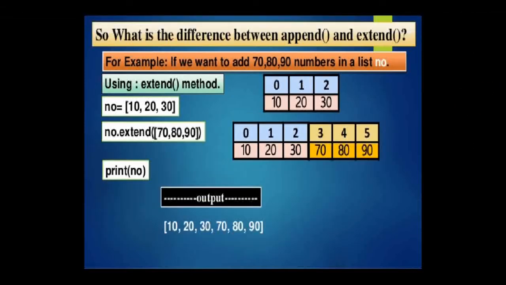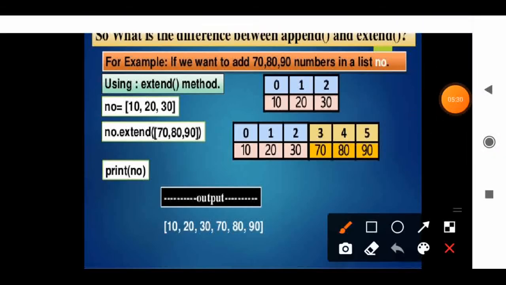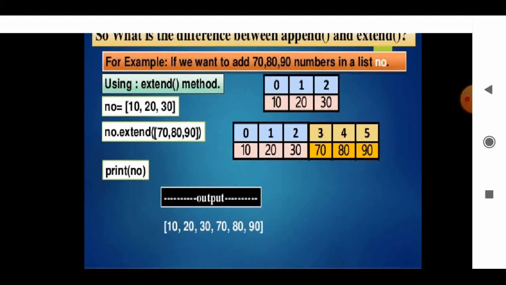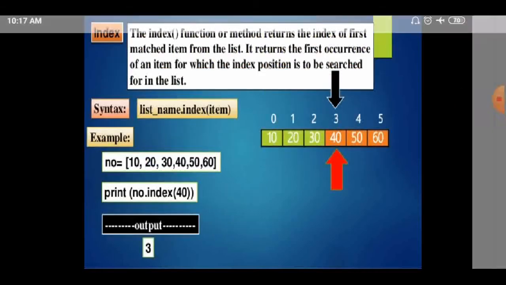Extend method. In the extend method, we have created the value and we can pass a list of values as the argument to the extend function. Here we have passed the list of values 70, 80, 90 to the function. So no is a variable, no.extend of the list of values. It will add them and display the result. This is called the extend function.